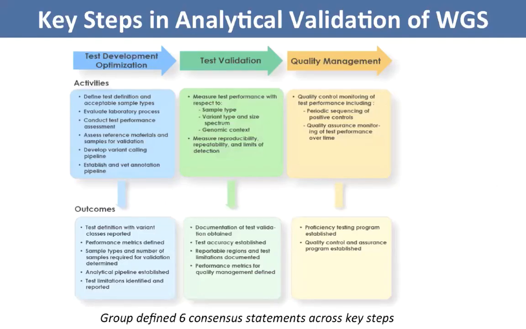So this figure here is a little bit more agnostic to actual clinical genome sequencing, but it really is taking us through the different steps that you might want to do when you're developing a lab-based test. These are the key steps: test development optimization, test validation, and quality management. And within each of these, we defined a lot of the activities. This is essentially how the paper is broken down, a bunch of the activities that are needed. And we specifically looked at these with clinical genome sequencing in mind, including things like test definition, measuring test performance, and then, of course, quality control, and the kind of outcomes that you would need to have before you can offer this test.